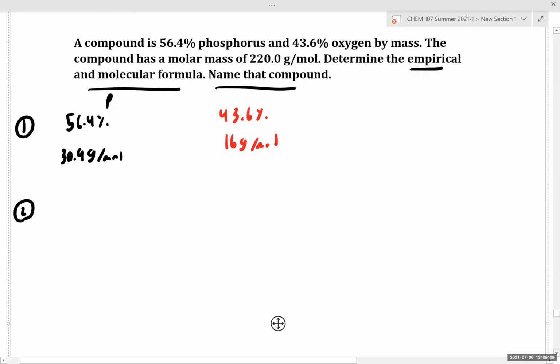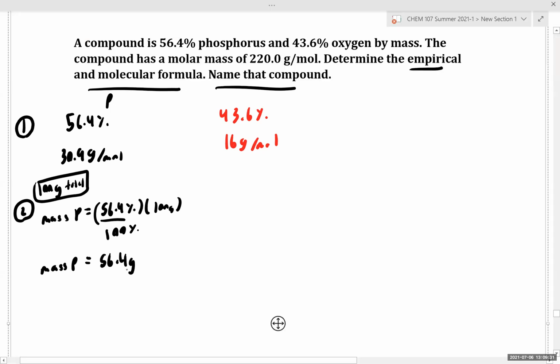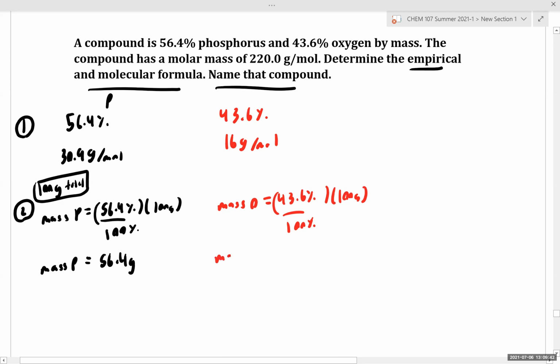In terms of calculating the mass of phosphorus and oxygen, assuming 100 grams total, the mass of phosphorus is 56.4% over 100% times 100 grams. That gives us a mass of phosphorus of 56.4 grams. For our mass of oxygen, we have 46.3% over 100% times 100 grams. That gives us a mass of oxygen of 43.6 grams.